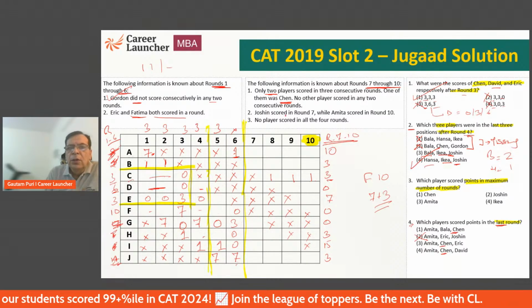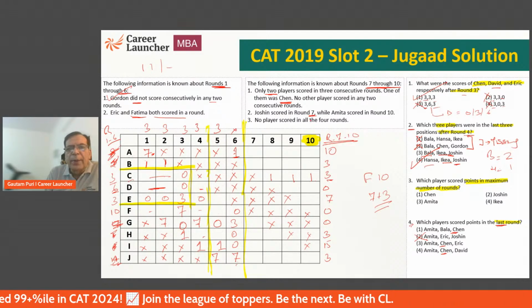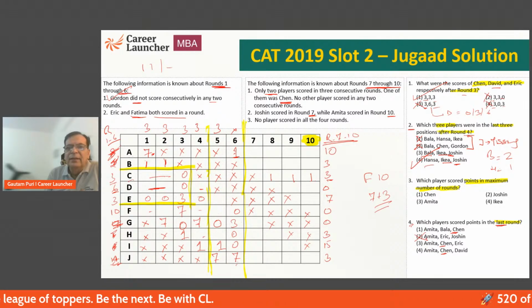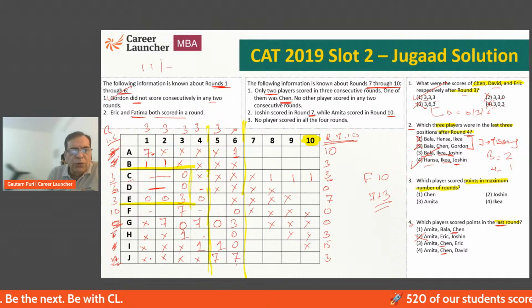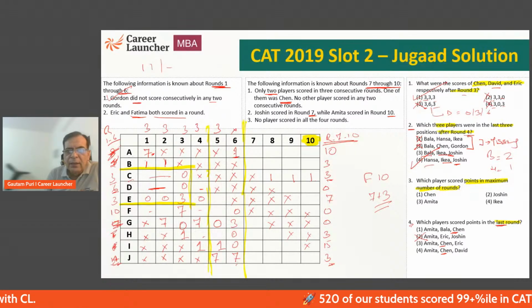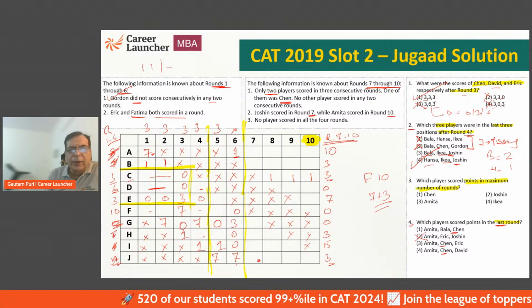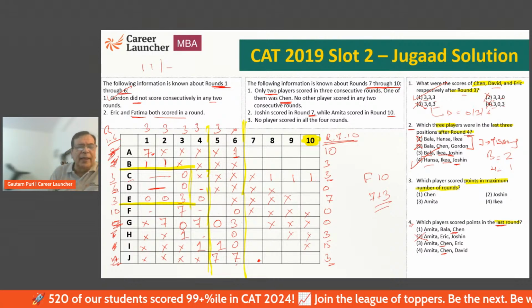Okay. Joshin scored in round 7 while Amita scored in round 10. So Amita is already there. So Joshin scored in round 7. Now, how many points has Joshin got in round 7? We don't know. It could be 1. It could be... no, it will only be 3.